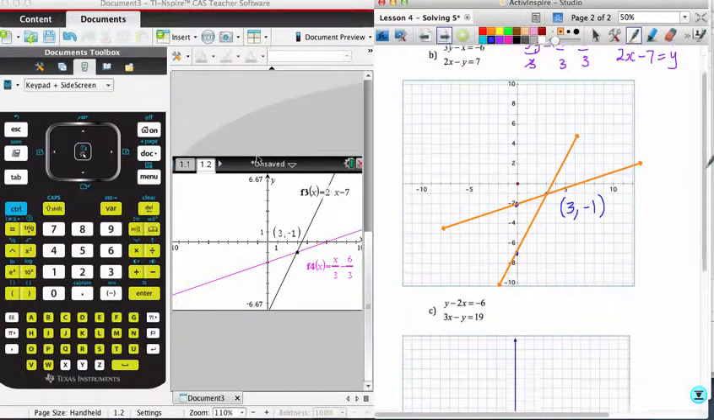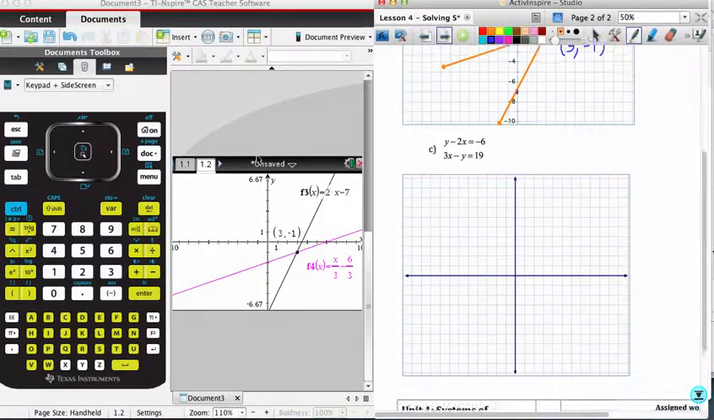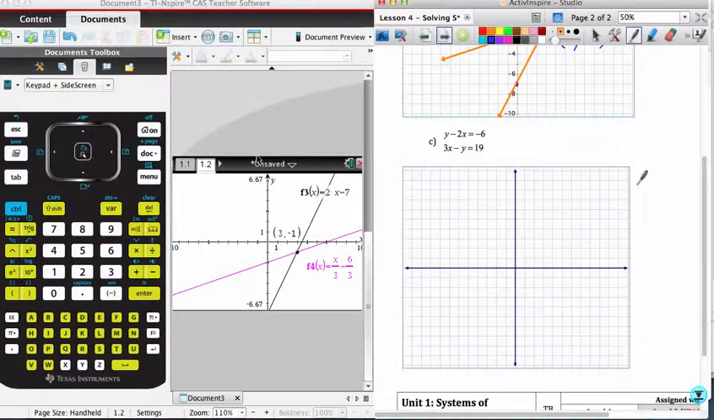All right, and the final example, a little more tricky.